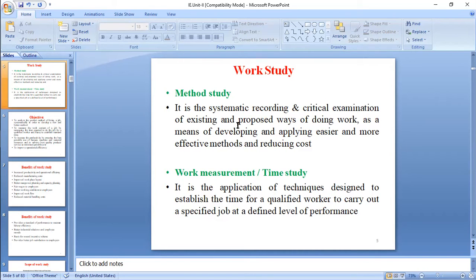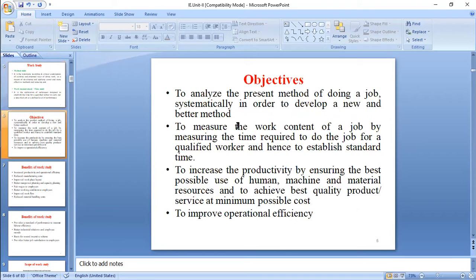Now we will see exactly what the objectives of work study are. The first objective is to analyze the present method of doing a job systematically in order to develop a new and better method. In previous slides we saw that work study means we need to have some standard method. So first, we analyze the present method of doing the job in a systematic order to develop a new and better method.